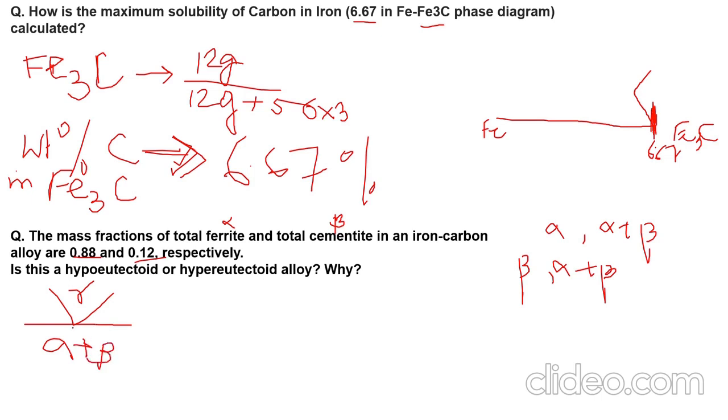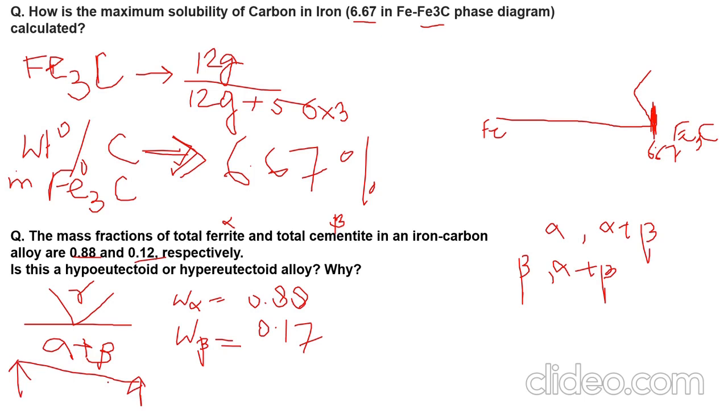So you are given the mass fractions of your alloy. You are given the weight fraction of your alpha, which is 0.88, and the weight fraction of your beta, which is 0.12. If you are in the alpha plus beta region, you always apply the lever rule, right? You have two species here and here. Just based on the weight fractions of your alpha and beta, you can decide whether it is hyper or hypo.